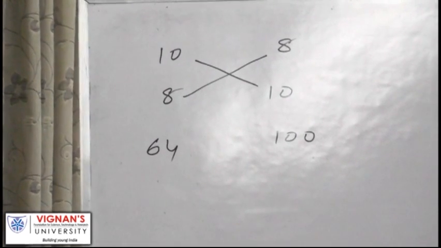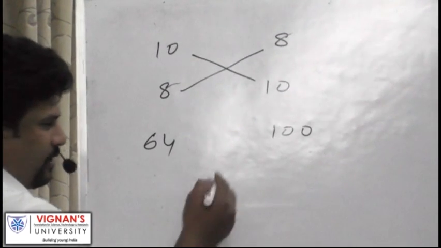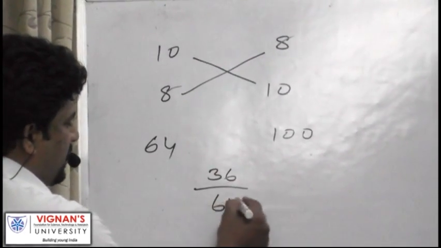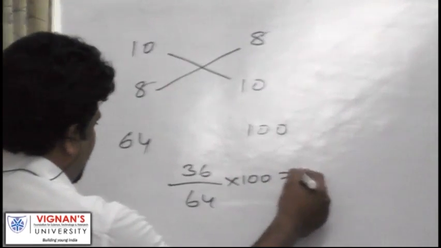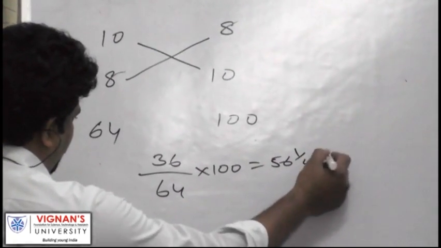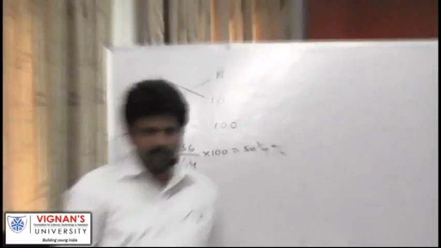What is his profit here? 36 rupees profit out of 64 into 100. So it is 56 1 by 4. So the profit percentage is 56 1 by 4. You can directly answer it like this.